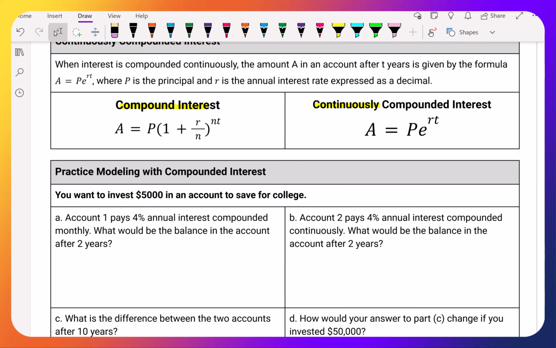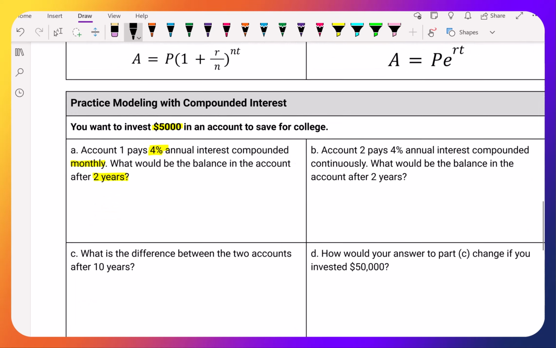Well, anyway, this first example here on A says account 1 pays 4% annual interest compounded monthly. That's a key word that tells me I'm going to be using this formula up here. And then it says, what would be the balance in the account after 2 years? So I know it's monthly. I know it's going to pay 4%. I know it's going to be 2 years. What is the balance in the account? Oh, I also skipped that part right there. It's really important. You have $5,000 in the account.